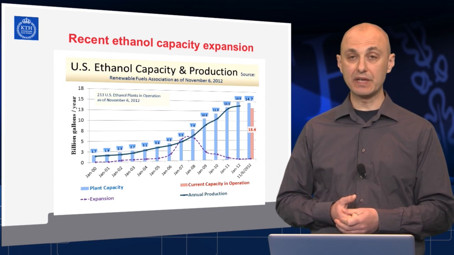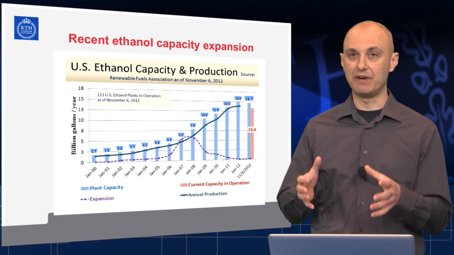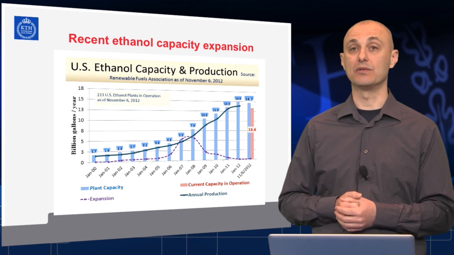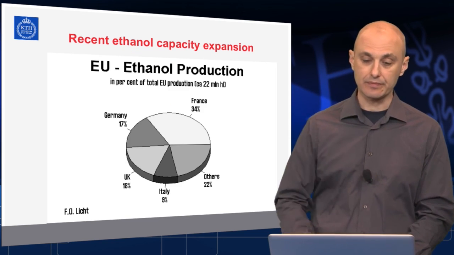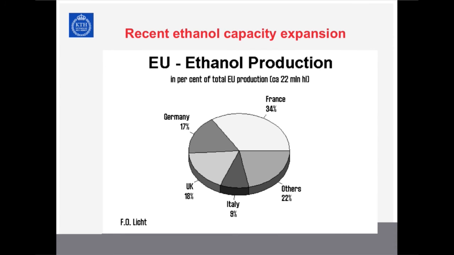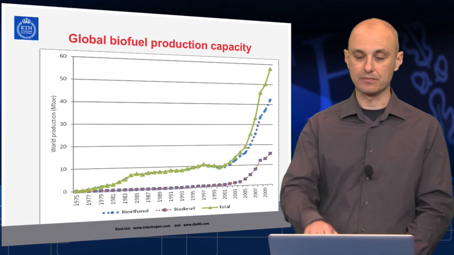There are interesting figures and lots of reports which are focusing on defining, estimating and calculating the CO2 neutrality of ethanol. Find those, read them. We don't have time for them now. Ethanol production in the EU is primarily in France and most of all Germany, and a little bit in the UK.